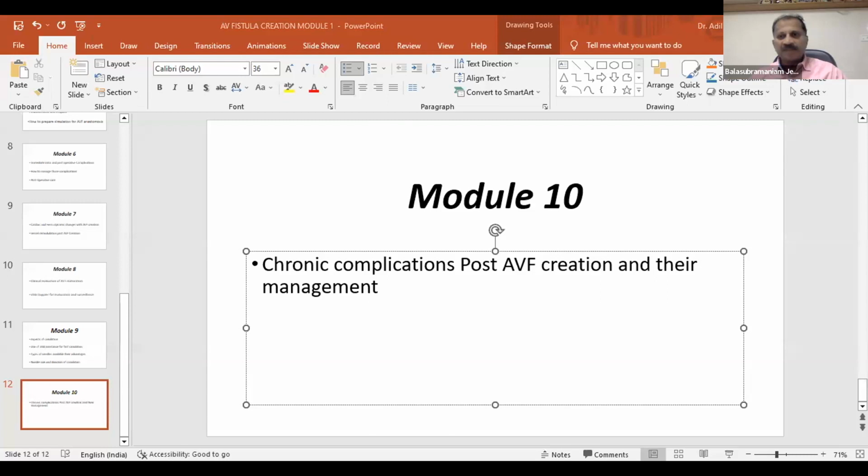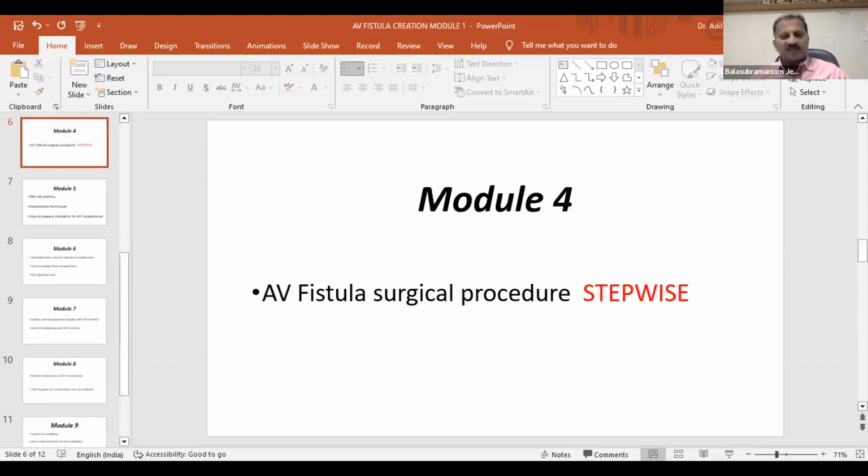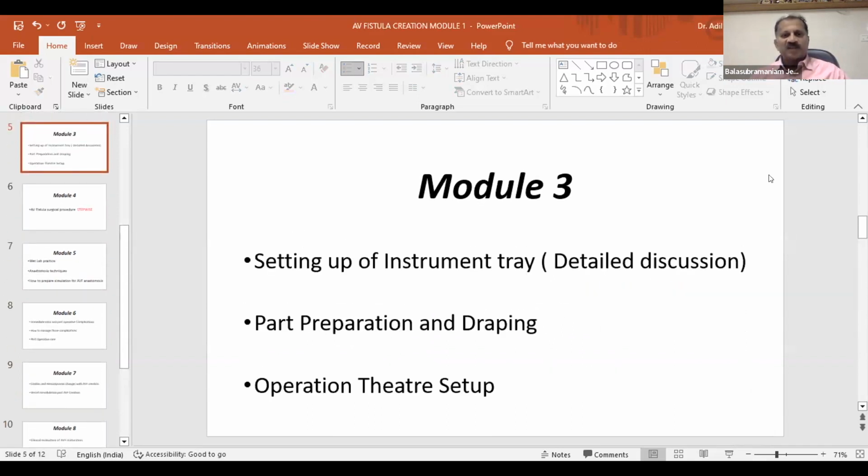I think module three would be a good starting point. Shall we discuss the central vessels? No, show module three, because the audience today is focused on how to start doing it. Setting up the instrument tray, part preparation, operation theater, instruments. But what I have prepared is module one.